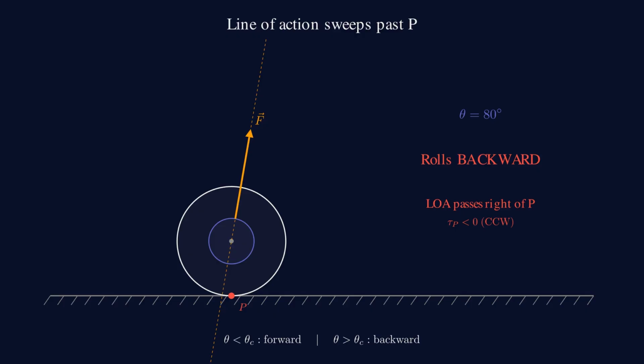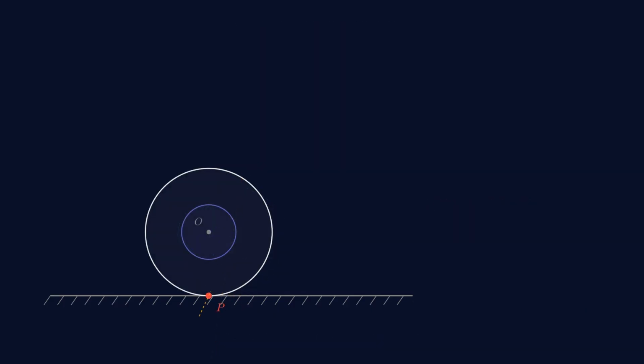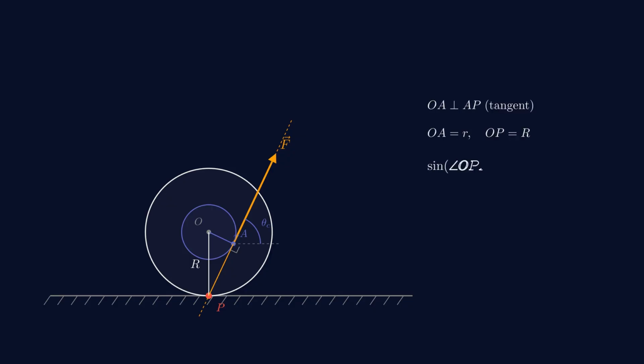So what is this critical angle? The force is applied at the hub, a distance r from the center. The contact point is a distance R directly below the center. When the line of action of F passes through the contact point, simple geometry gives us cosine of theta c equals r over R. That's it. The critical angle is the arc cosine of the ratio of the hub radius to the outer radius.